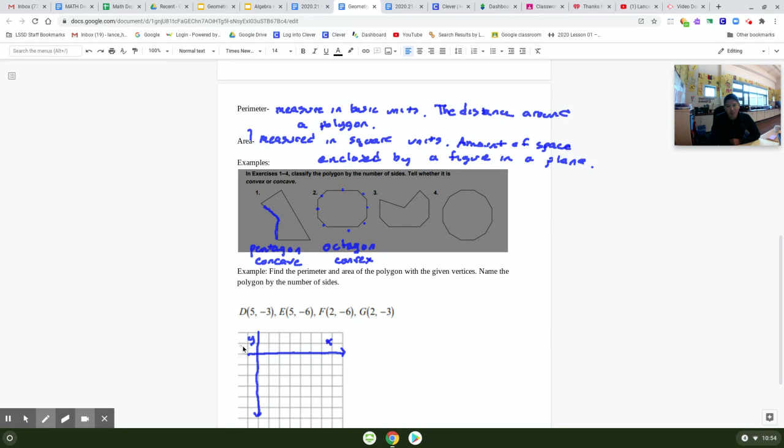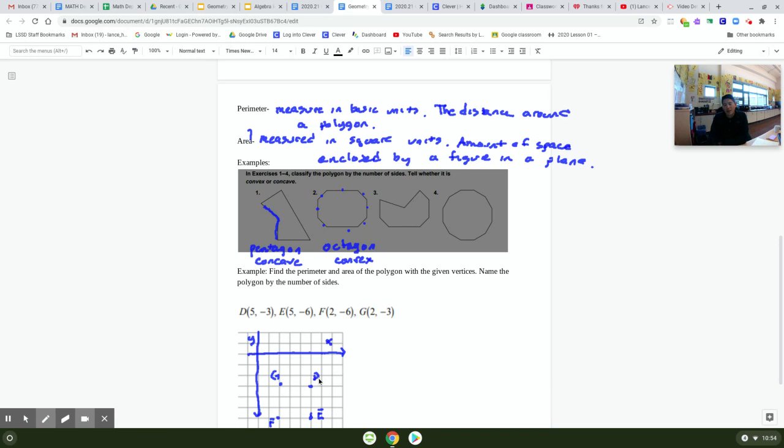But to graph each of the points, remember you start at the origin first, then it's x, right or left first, then y, up or down next. So (5, -3): 1, 2, 3, 4, 5, and then -3. I'm going to label each of the points. This is point D. (5, -6) is point E, right here. Point F, (2, -6). And then point G, (2, -3).